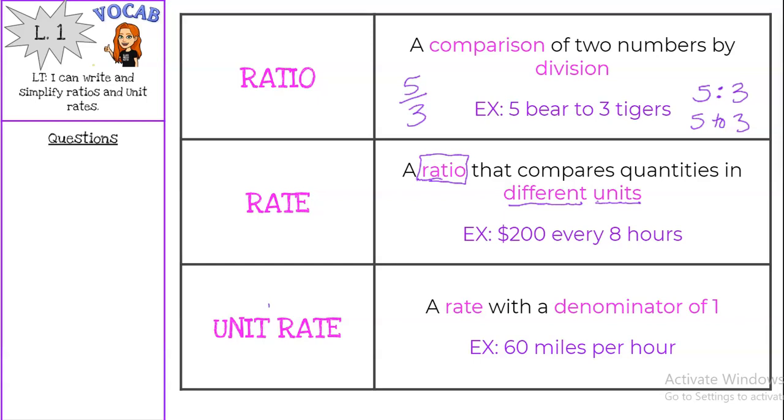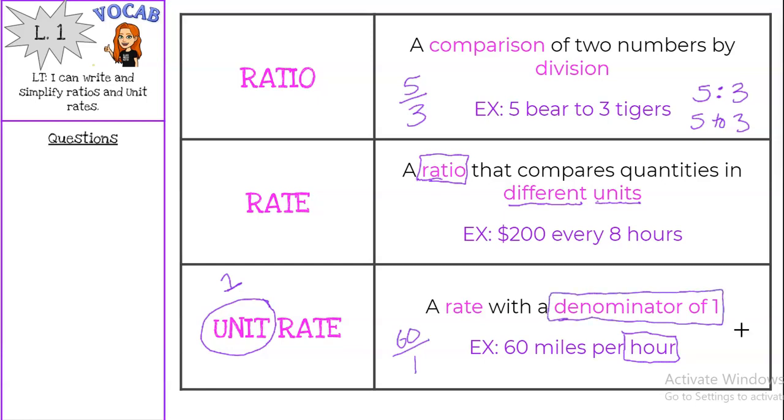A unit rate, we talked about on Tuesday, unit means 1. A rate with a denominator of 1. So the example would be 60 miles per hour. Since there's no number with that, that's just 1 hour. So that would be 60 over 1. So that has that bottom number of 1.